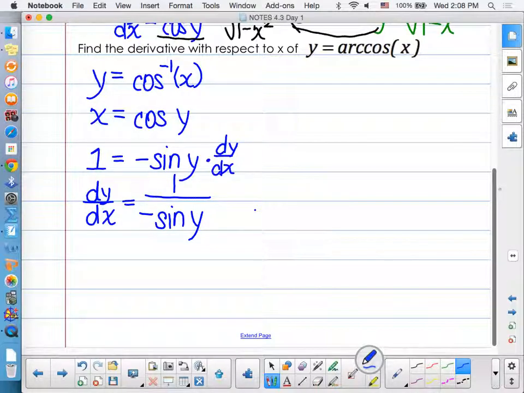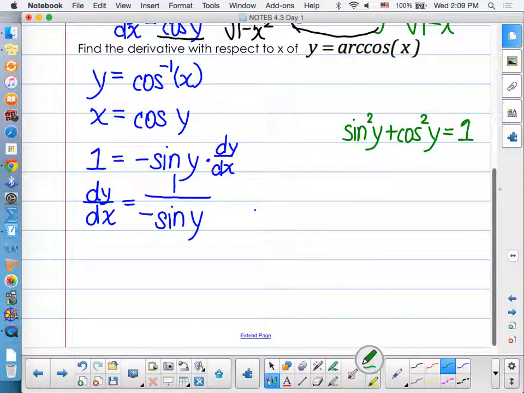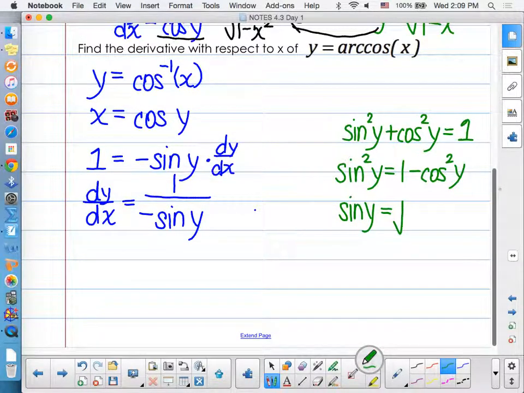Again, we aren't going to leave it in terms of y because we need the derivative with respect to x. So I'm going to come back to a Pythagorean identity, the same one we just had. Sine squared y plus cosine squared y, I need a y in there, equals 1. Now I want to move this around and solve for sine of y so that I can get a replacement value. So I know that this is true, so I do know then that sine squared y will equal 1 minus cosine squared y. Sine of y then would be the square root of 1 minus cosine squared y.